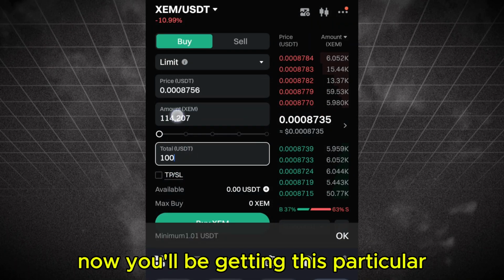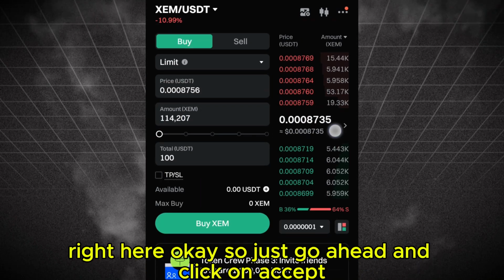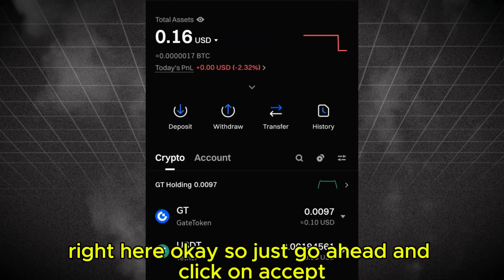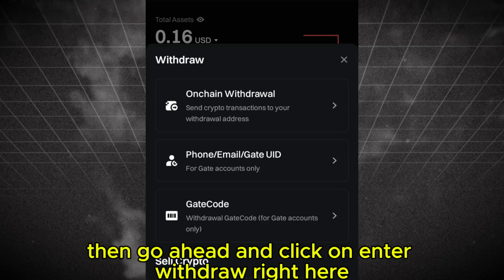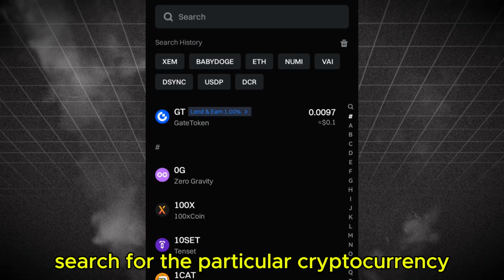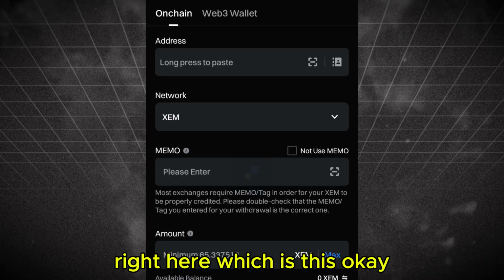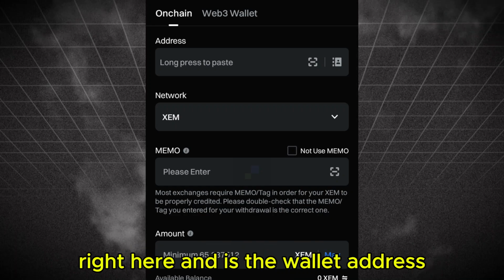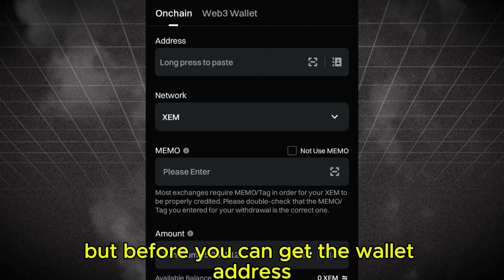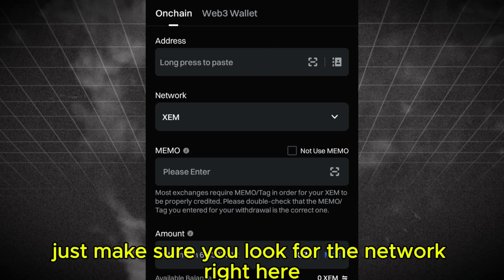Now you'll be getting this particular amount of this specific token right here. So just go ahead and click on accept, then click on withdraw, then click on onchain withdraw. Search for the particular cryptocurrency, which is this. Now just go straight to this place and paste the wallet address. But before you get the wallet address, make sure you look for the network right here.